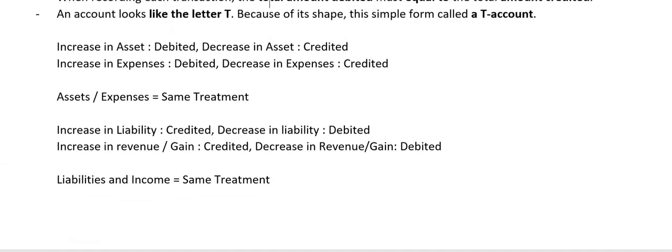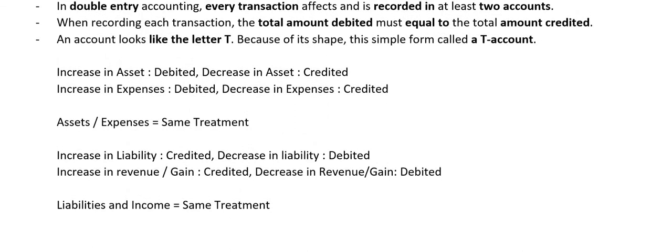So if I have to increase a liability, I have to credit it. If I have to increase my revenue, I have to credit it. If I have to decrease my liability, then I have to debit it. If I have to decrease my revenue, then I have to debit it. Simple, very basic concept. This is the most important part of accounting. On this basis, we will be moving towards practical problems in subsequent lectures.